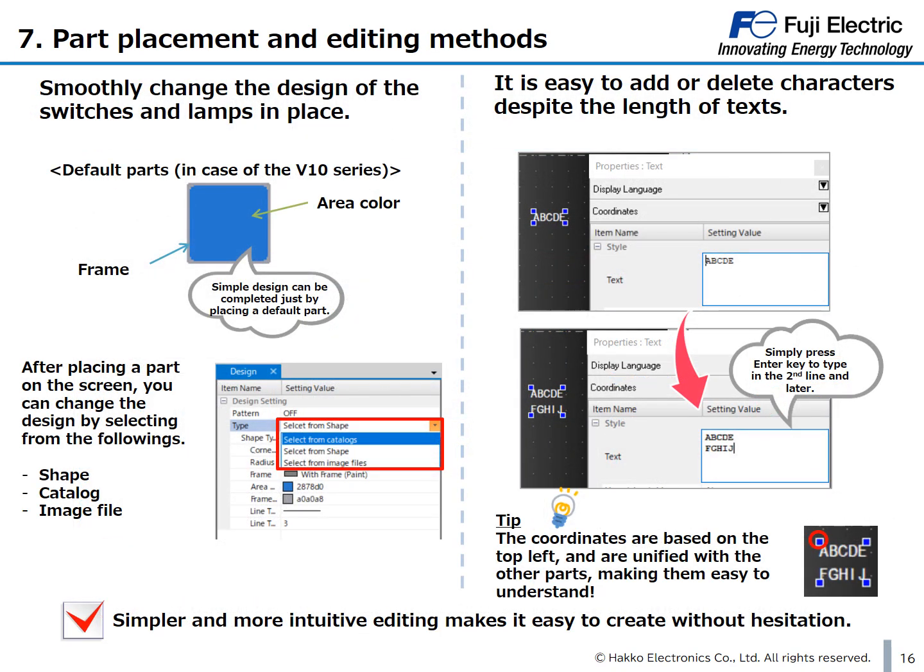Next, let's look at how to edit parts. The Smart Editor makes it easy to change the design of parts after they have been placed. The default design is a simple minimalist design, and after placement, the design can be switched from a shape, catalog, or image file. When entering text, it is easy to add or delete characters regardless of the length or number of lines. Also, the coordinates have been unified with the other parts and are now based on the top left, making them easier to understand.